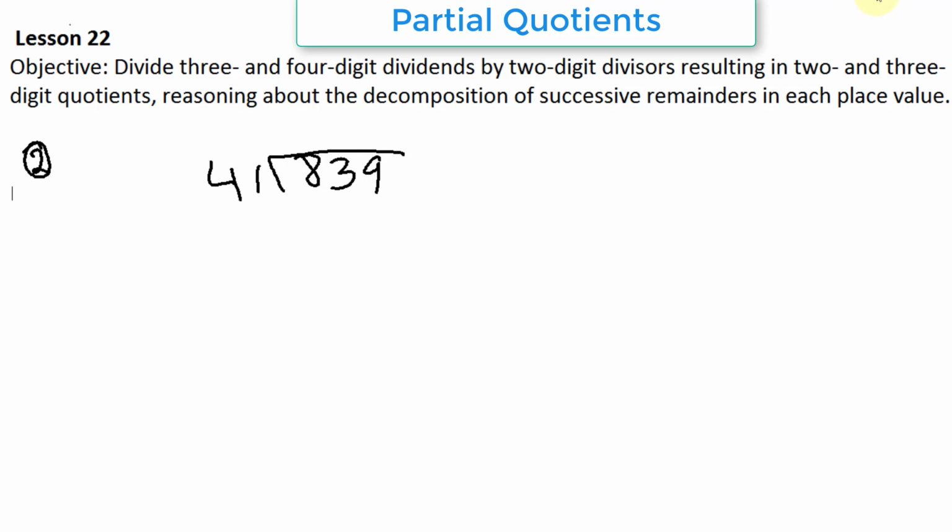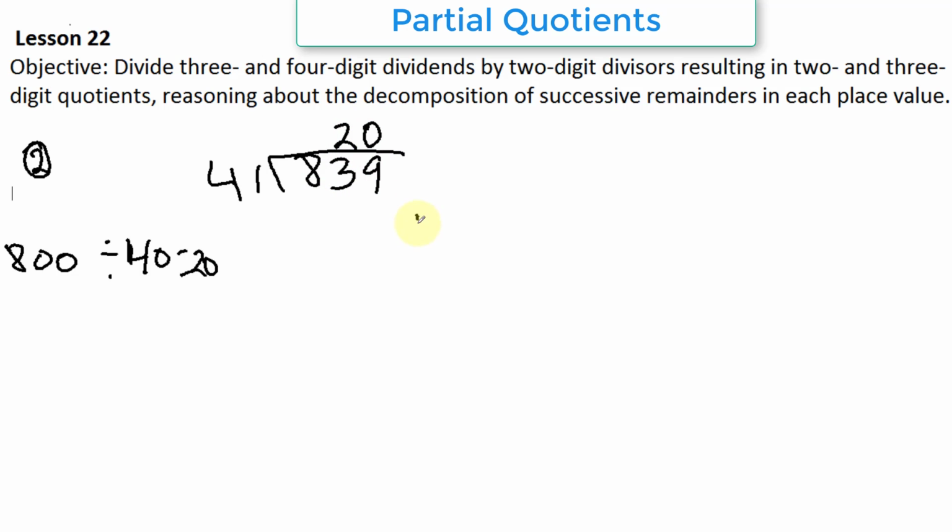Okay, in our second example, we're going to look at 839 divided by 41. Again, we'll start with estimating. 41, we could round that off to 40. And a multiple of 40 would be 800. It's going to give me 800 divided by 40, or 20. So let's go ahead and start with our partial quotient of 20.